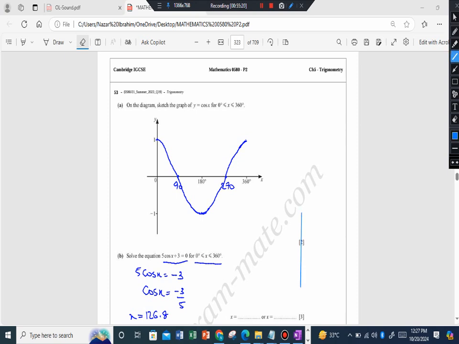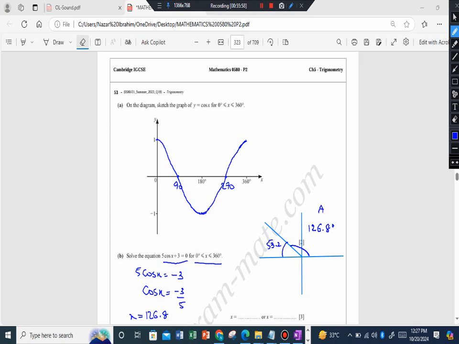So let's make the Cartesian plane. The first value is 126.8, in the second quadrant. Now the base angle is 180 minus 126.8, which gives me 53.2. So the base angle is 53.2.